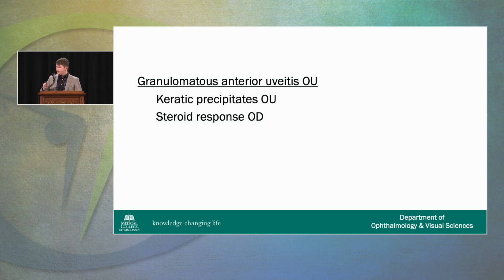So what do we do? We make our list. This is a granulomatous anterior uveitis. There's keratotic precipitates in both eyes. There's a steroid response in the right eye. What are we dealing with? All of our blood work is negative. Well, what if we missed something, right? What if the blood work is wrong?